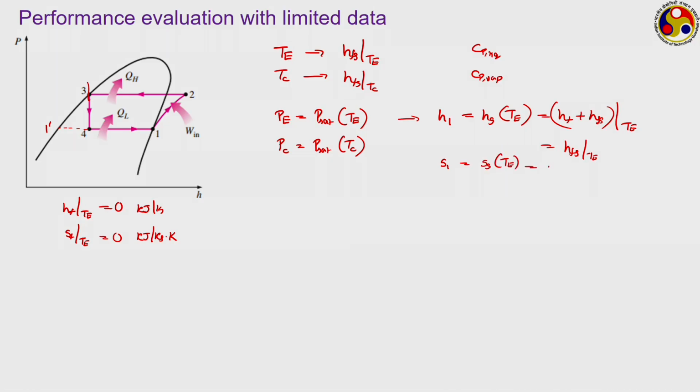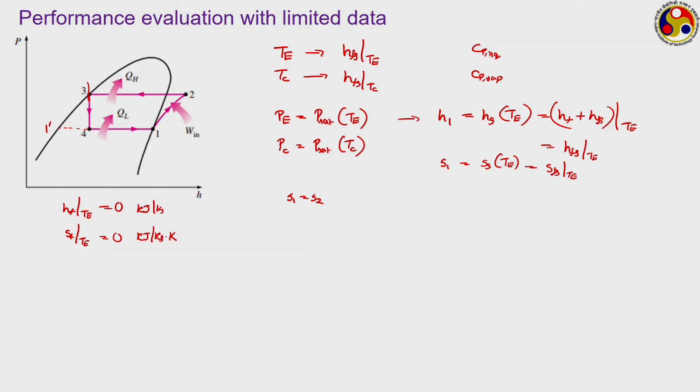The same way it now becomes Sfg corresponding to Te. So, we know the entropy and enthalpy at state point 1 at compressor inlet. Now, for compressor exit, what we can do? We know S1 equal to S2 for isentropic compression.